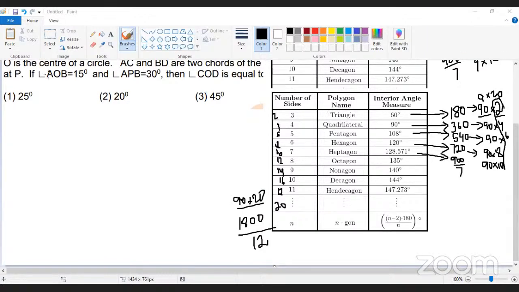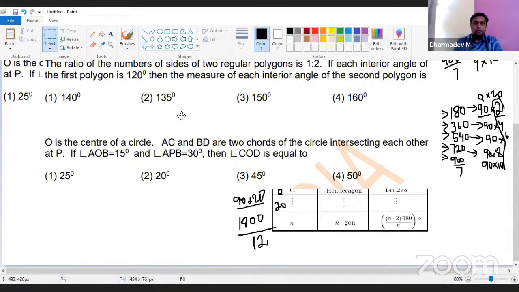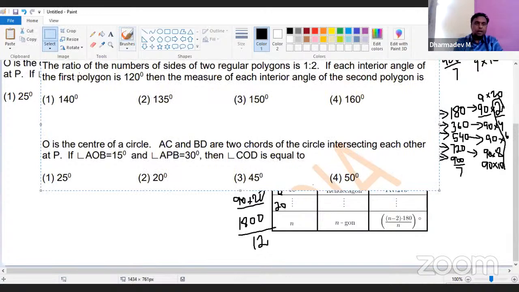Okay, good. So now I'm giving you this question. I hope you're able to see the question. It is given here that the ratio of the polygons is 1:2. If I say there are 3 sides or 6 sides, 6 sides or 12 sides, 4 sides or 8 sides. They have given one clue: each interior angle of a polygon is 120. If the angle is 120, then for sure it is a 6-sided figure. So when it is a 6-sided figure, 2 times of it will be a 12-sided figure.